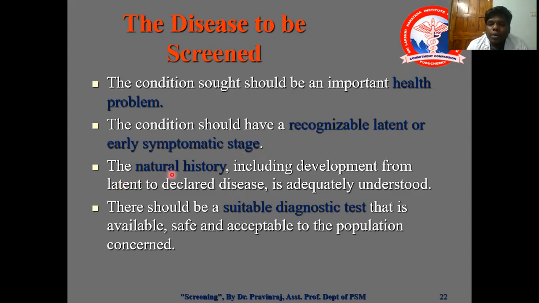Then we should know about the natural history. When we know the natural history, only then can we do the screening test accordingly. Then there should be a suitable diagnostic test. Whichever disease we are going to screen, we should have a suitable diagnostic test to confirm the screening test. Then the screening test should be easily available, it should be safe for all individuals, and it should be easily accessible to the population.